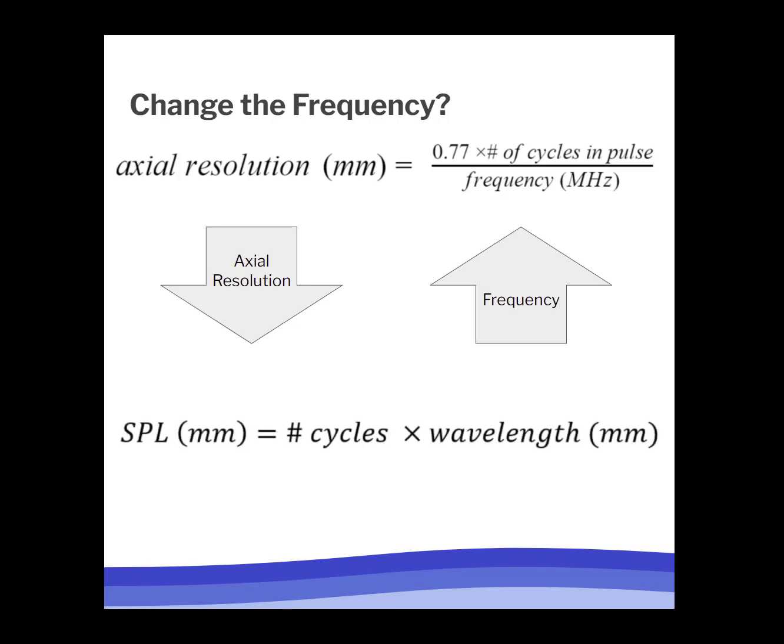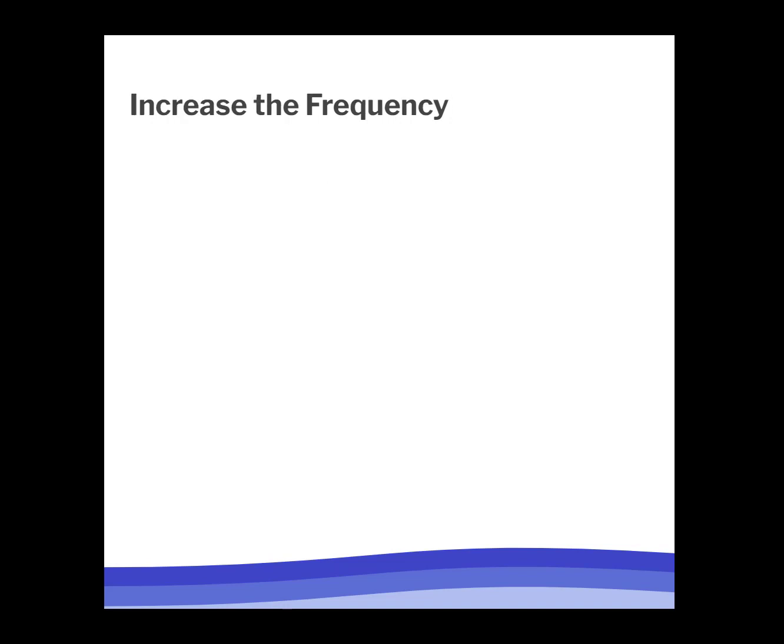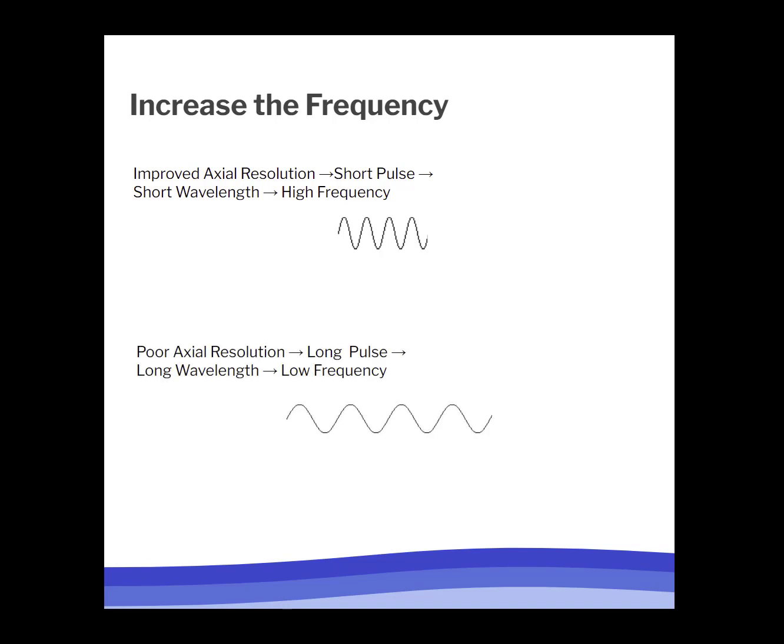And it does this because when we increase the frequency, we get shorter wavelengths. When we have shorter wavelengths, we decrease our SPL, and when we decrease our SPL, you guessed it, we decrease the axial resolution distance. High frequencies are going to be more desirable when we want to improve our axial resolution. This is because we will see improved axial resolution with short pulses that are made with short wavelengths from the high frequency transducer. Contrary to this then, low transducer frequencies are going to create long wavelengths, which will increase the length of the pulse, therefore creating poor axial resolution.